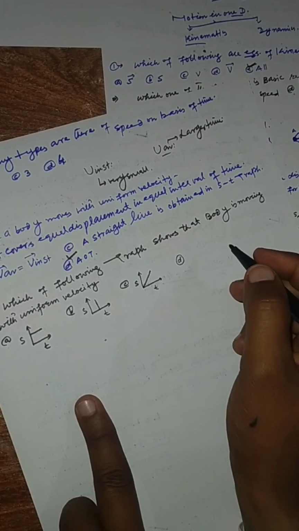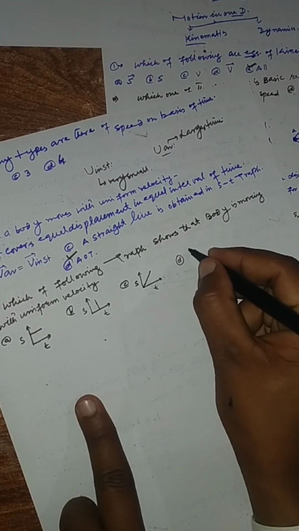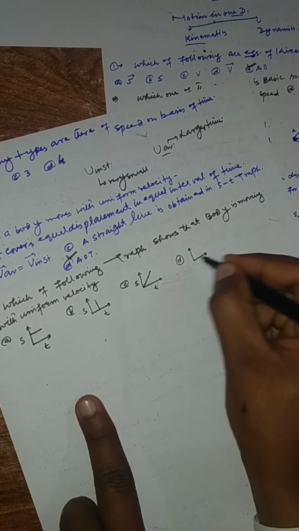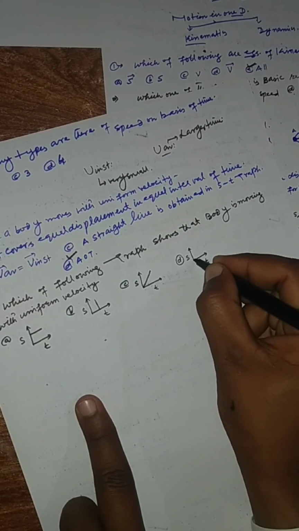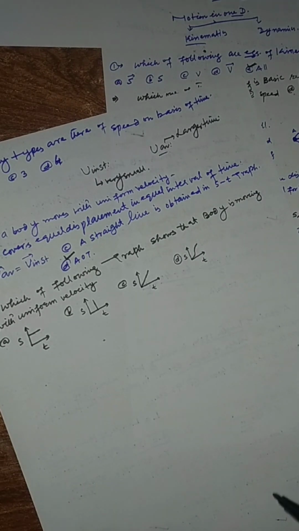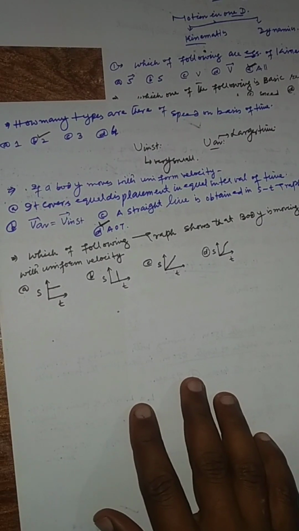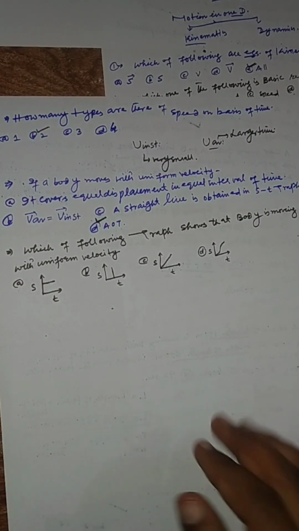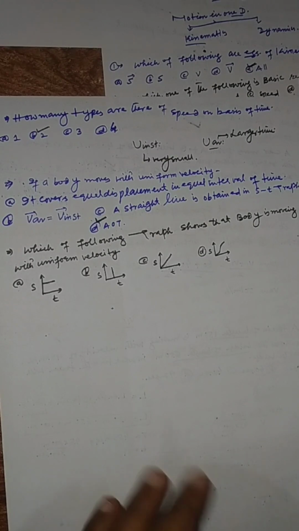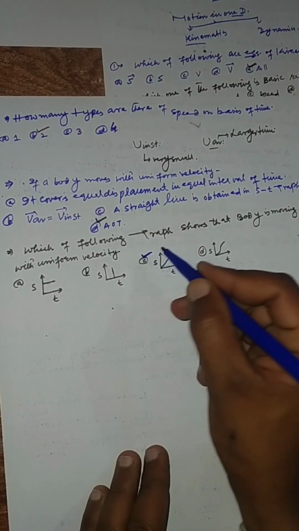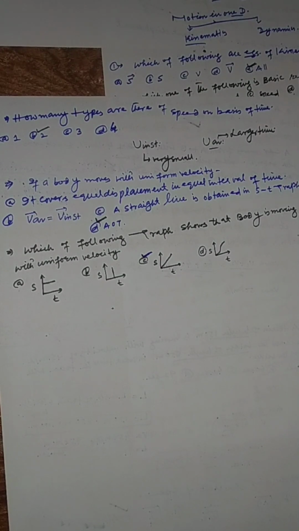we may say, okay, let's say TS and this graph. Okay, which one of the following shows the body is moving with uniform velocity? As we know that in uniform velocity, equal displacement is covered by the body in equal interval of time. So the correct representation of the graph will be the inclination at 45 degree.